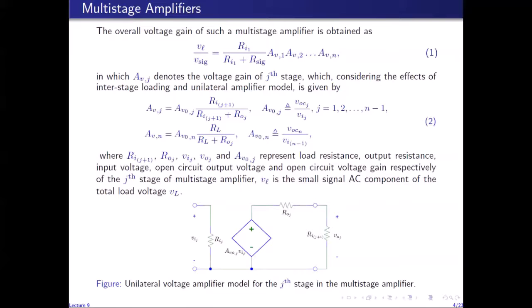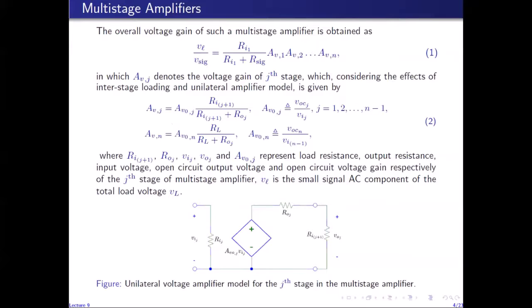Approximately, if you ignore r naught, then you can treat the common emitter and common base amplifiers as unilateral amplifiers. So the approximate results that you obtained by ignoring small r naught are the small signal quantities for the unilateral amplifier then.